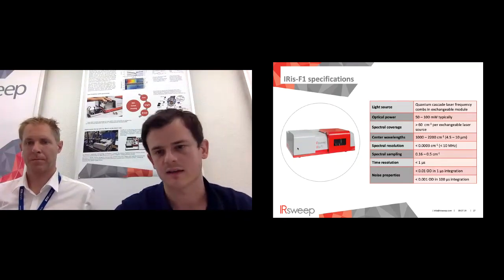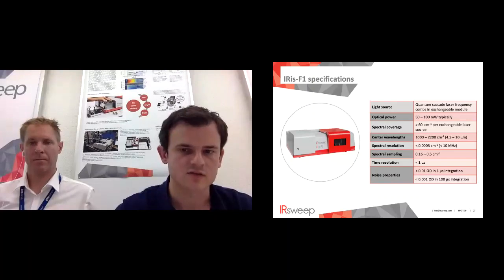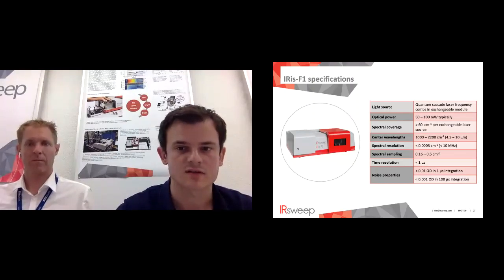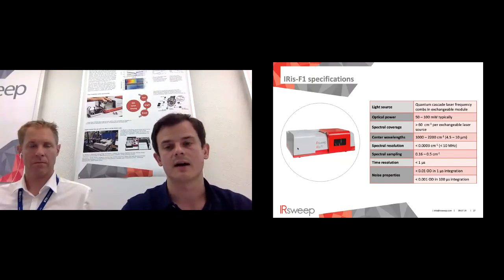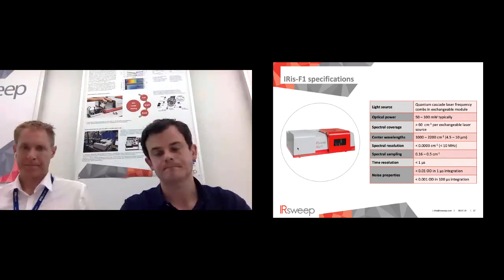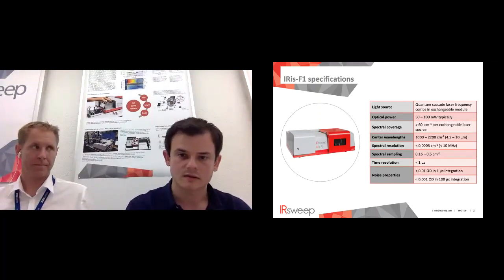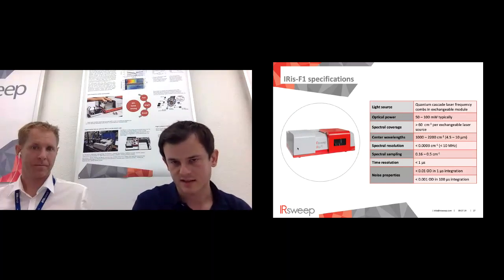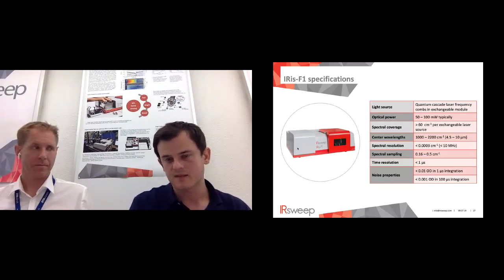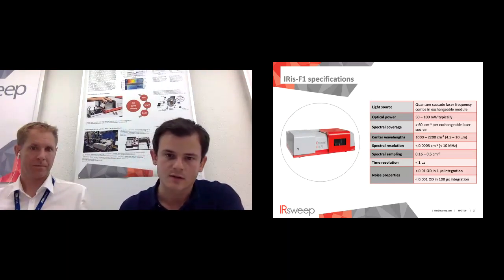Center wavelengths, again, between 1,000 and about 2,000 or 2,200 wave numbers. We're always working to improve that. And now the spectral resolution is something which is 0.0003 inverse centimeters. And that is basically only limited by the line width of the laser lines. In contrast, the spectral sampling is 0.5, 0.3, now up to 0.16. And that means we have an extremely sharp line every 0 point something inverse centimeters.